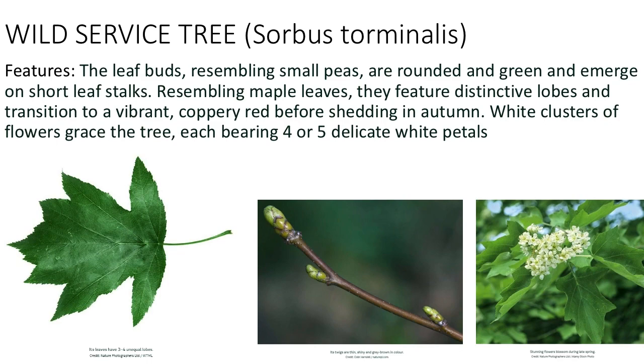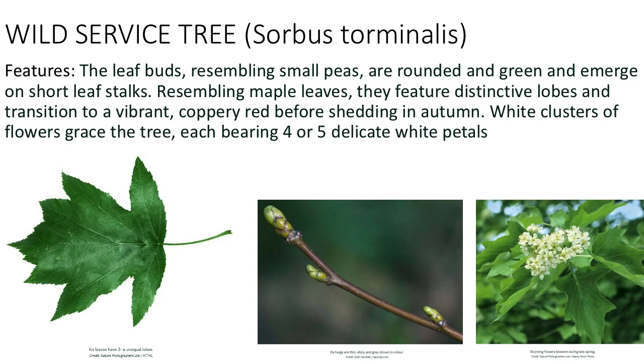The white clusters of flowers are on the tree, and they have each got these 4 or 5 white petals, but they also form white flower heads. So quite a lot of trees have these white flower heads, so figuring out what the leaves can tell you and what the buds can tell you, as well as the flowers, is very helpful. When fully grown, they can be about 25 meters in height.